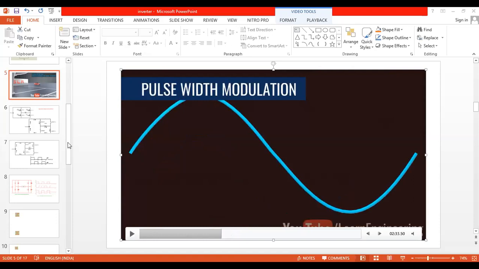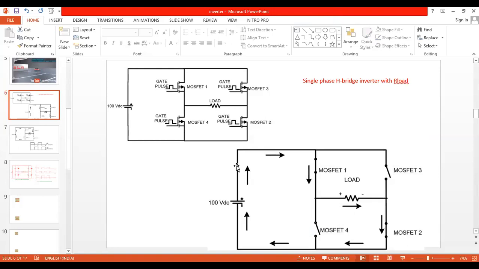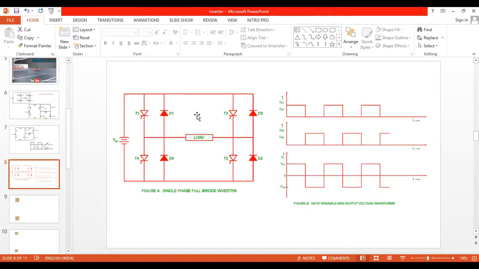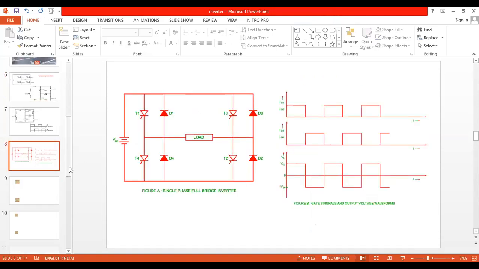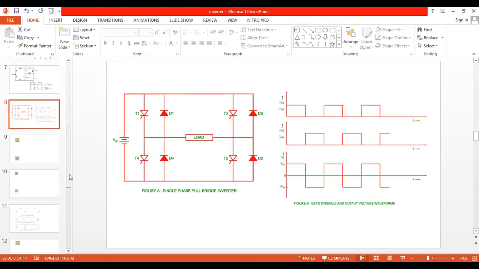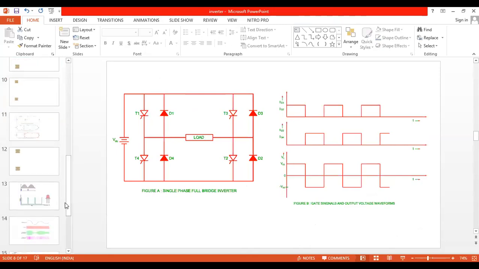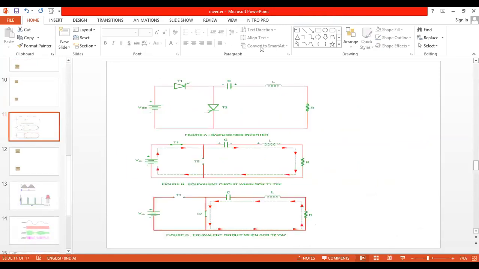These are the notes we have taken. Four MOSFETs and how the current flows. I hope every student is perfect in this one. We have taken the waveforms also. And then we have seen the single phase bridge inverter with inductive load. Okay, animation, everything we have seen. So today's topic, we are going to start with the new slide.